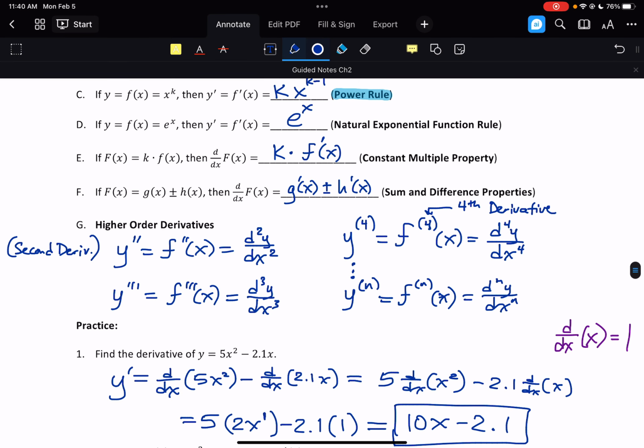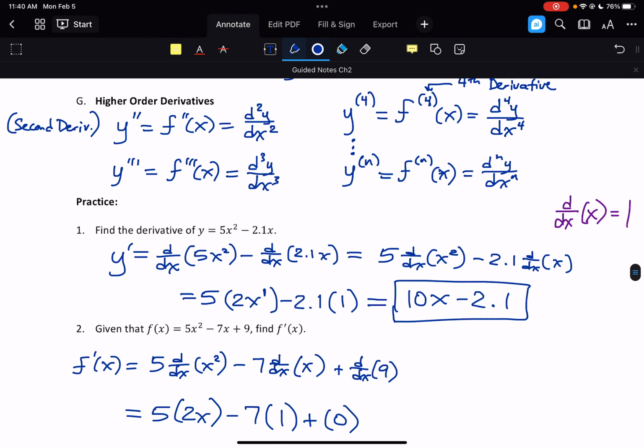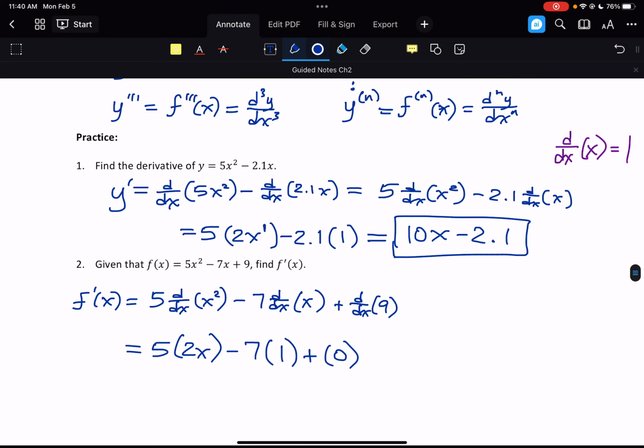If you take the derivative of a constant by itself, it's 0. If you have a constant multiplied by the function, so a constant multiple, those ones just tag along as we take the derivative. So like these ones, the 5 and then 7, they just tag along with the derivatives here. But because the 9 is by itself, its derivative is 0. So that gives us 10x minus 7. And that is the derivative of that function.